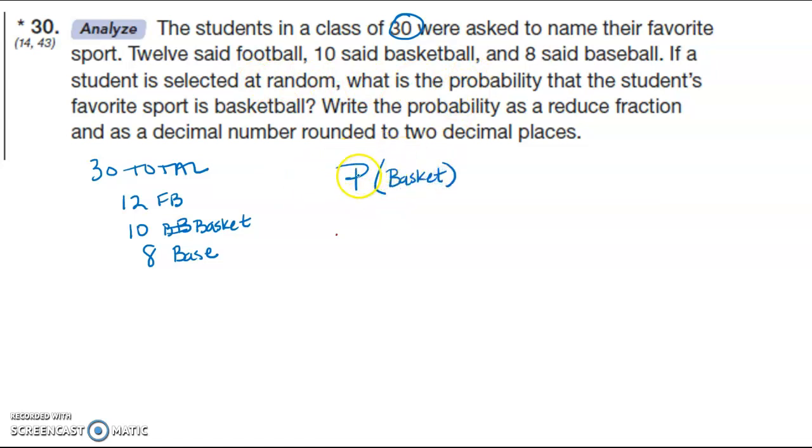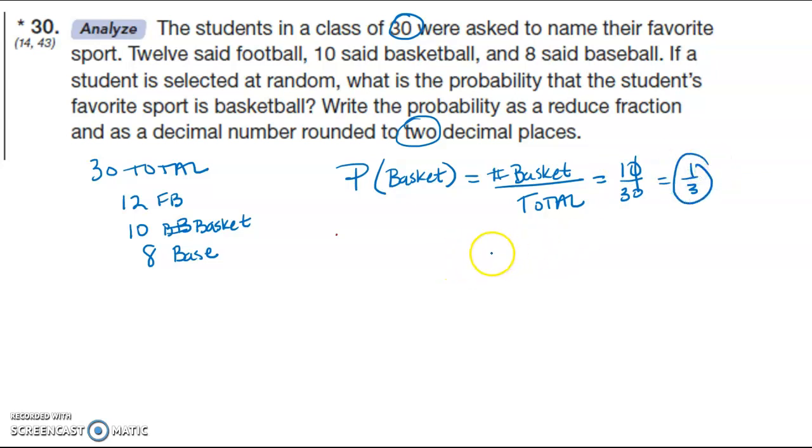So this is how we show that. Probability of basketball is going to be the number of kids that like basketball over the total. It says write the probability as a reduced fraction and a decimal number rounded to 2 decimal places. So I have 10 over 30. When I reduce that, that's 1/3. When I divide that out to get a decimal, it's 0.333 repeating, which if I round is going to be equal to 0.33.